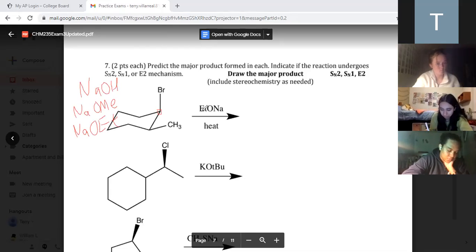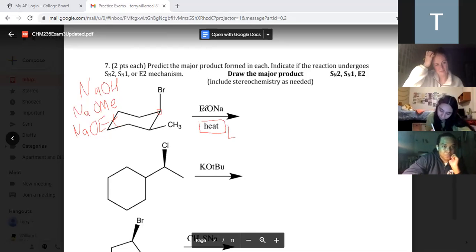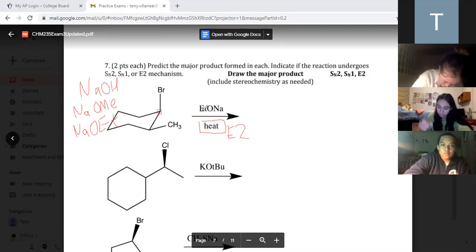Now, this is something I said a little bit earlier, and maybe you didn't catch on to it when I was going through my elimination reactions, but which one's going to be preferred now, SN2 or E2, and what's the key? E2 because of the heat added. Yep, E2 prefers heat. So when I add heat, E2 is going to be my reaction.